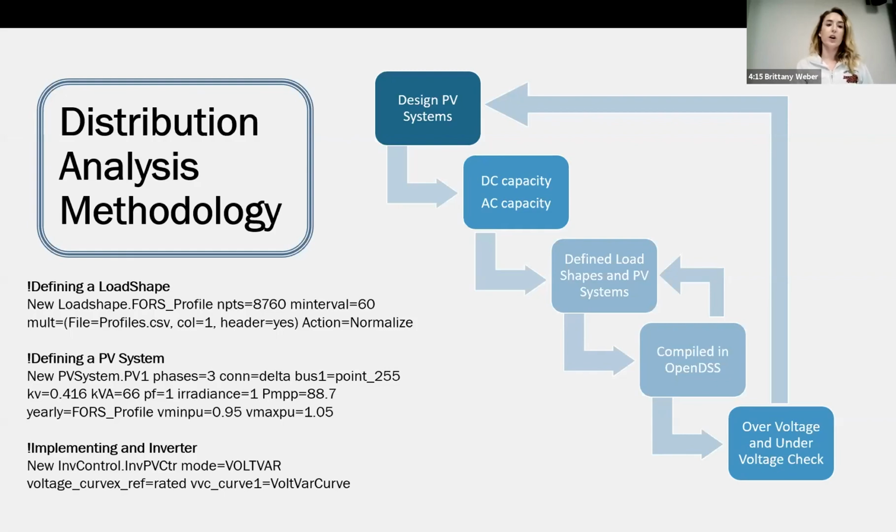We ran the simulation in OpenDSS, and if the PV systems caused any under or over voltage issues, we started back at the first step by reconfiguring the design. The process was repeated until all the PV systems implemented had no negative impacts on UNL's distribution system.